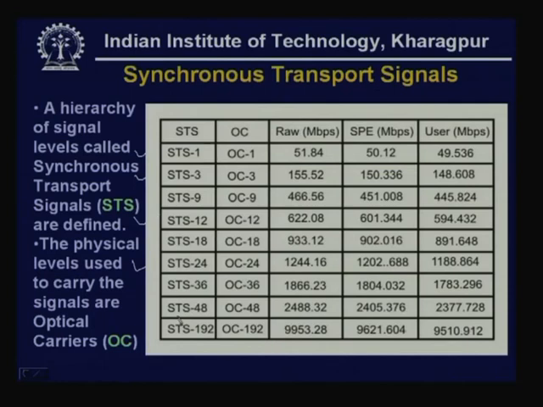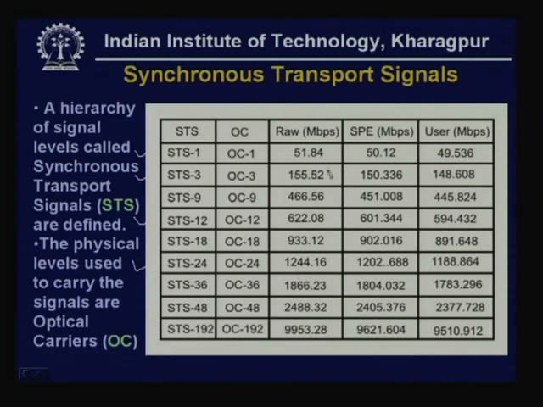The electrical signal, this is called the services, is converted into optical signal, which is sent by optical carriers. So, these are your optical carriers. STS1 is converted into optical signal corresponding to OC1. So, optical carrier 1 carries the STS1 signal, OC3 carries the STS3 signal, and so on. In this way, the physical levels used to carry the signals are called optical carriers.